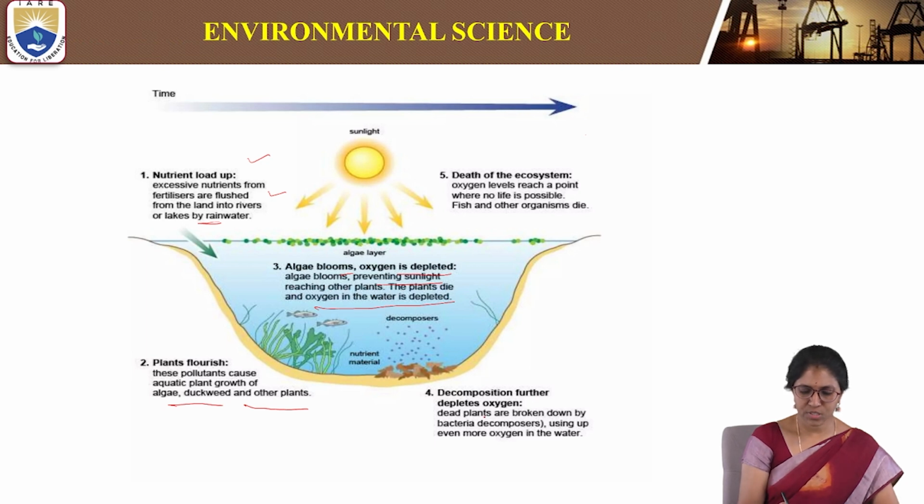Fourth, the decomposition further depletes oxygen. Dead plants are broken down by decomposing bacteria, using up even more oxygen in the water. Fifth, death of the ecosystem takes place. Oxygen levels reach a point where no life is possible. Fish and other organisms can die because of the loss of oxygen in water. So this is the eutrophication effect.